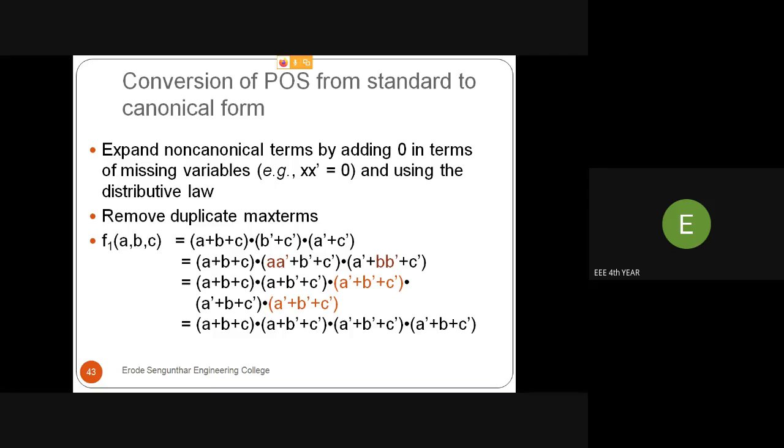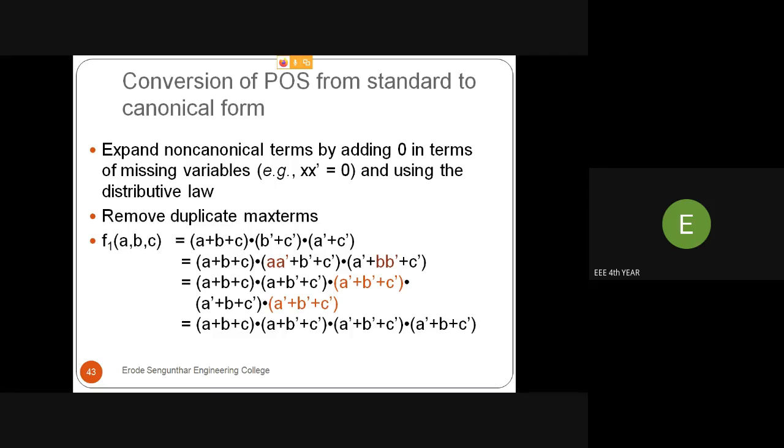So here the given question is f1 of a comma b comma c is equal to a plus b plus c into b plus c bar into a bar plus c bar. This given expression is standard product of sum. Okay, product of sum, not sum of product. This is product of sum. That is max sum.